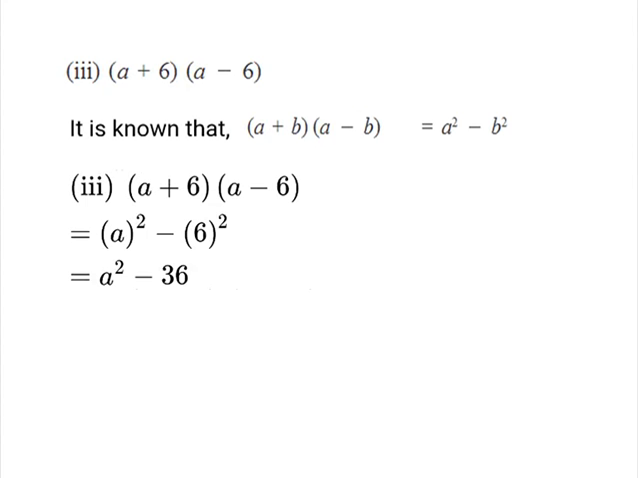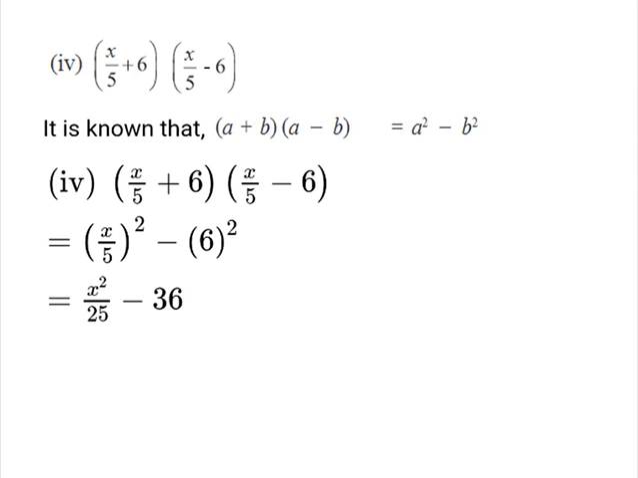Now, third example, (a plus 6)(a minus 6). Here in this example, again we see it is of the form (a plus b)(a minus b). So we will use the formula (a plus b)(a minus b) is equal to a square minus b square. Here a is a only and b is 6. So we will write a in place of a and 6 in place of b. Here (a plus 6)(a minus 6) will be equal to a square, that is first term square, minus 6 square, that is second term square. a square is a square and 6 square is 36. Hence the answer is a square minus 36.